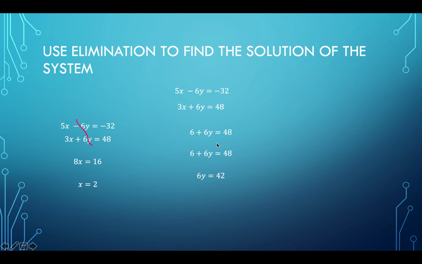We subtract 6 on both sides. When we do that, we get 6y is equal to 42. Then we got to divide by 6 on both sides to get y by itself. And then we're left with y is equal to 7. So your answer to this solution is x is equal to 2 and y is equal to 7.